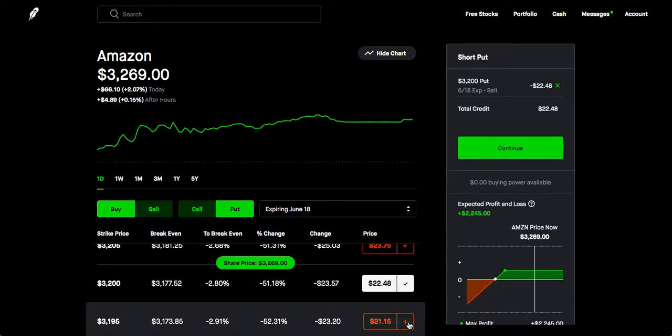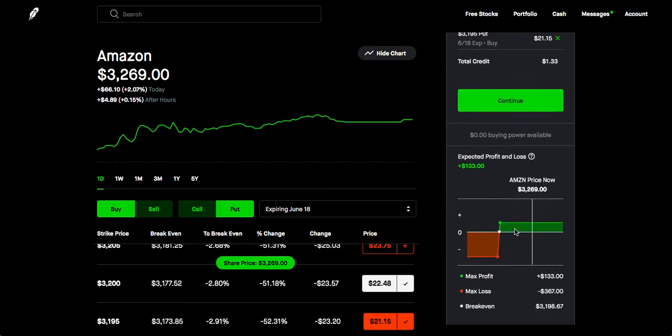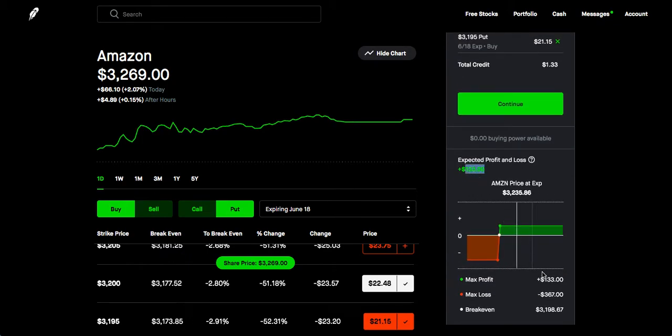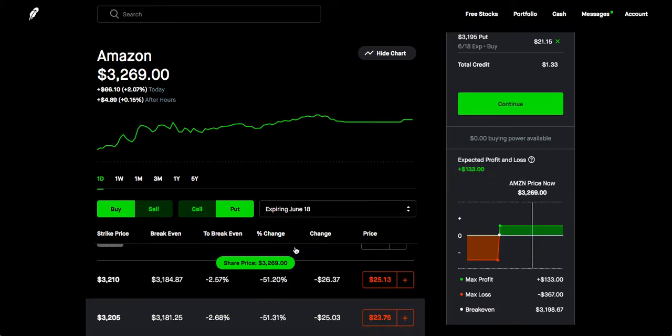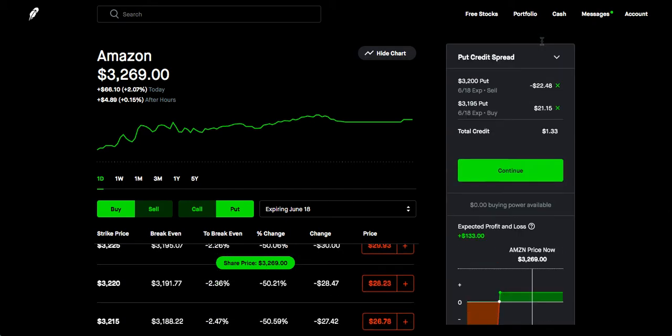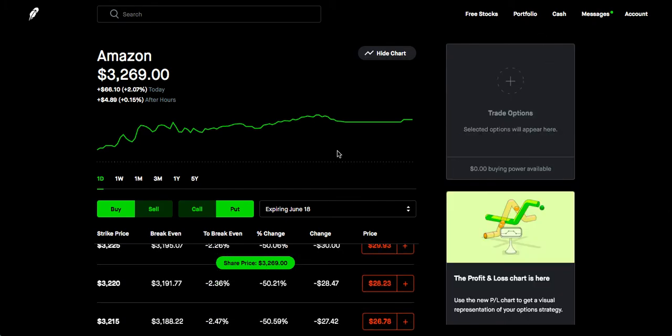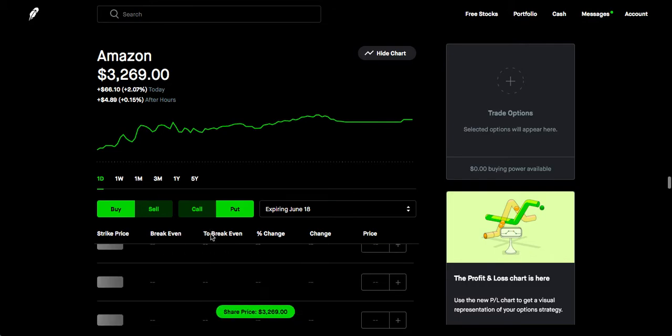We buy this one right here. We will get a credit of $133, max loss of $367. So as you can clearly see, you can play it like that. Now, what is the other one? It's the call credit spread. So we remove these. A call credit spread is a bearish position.